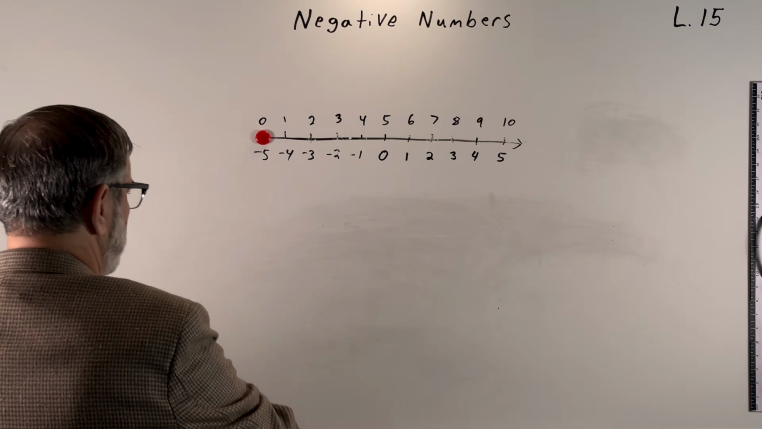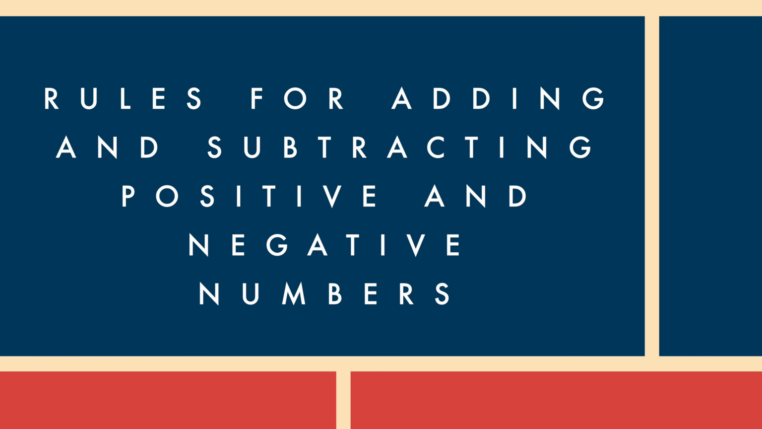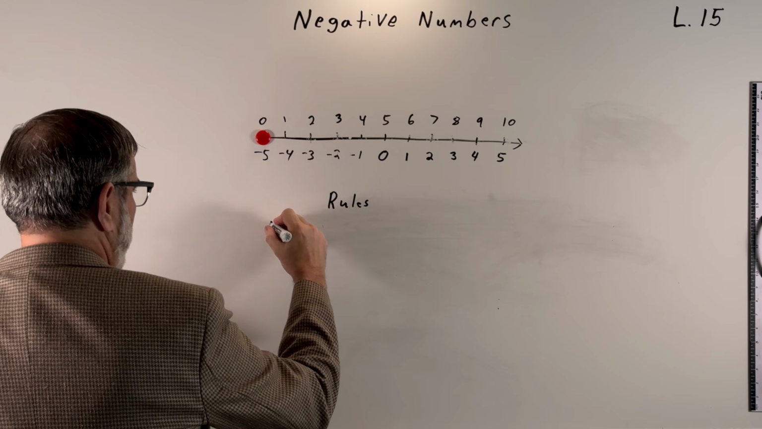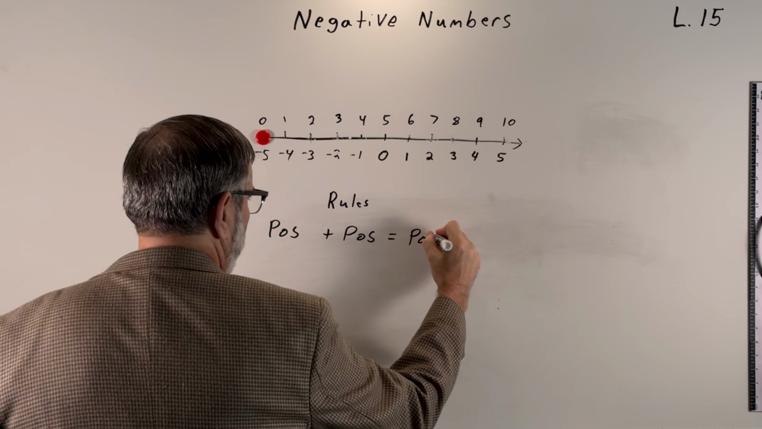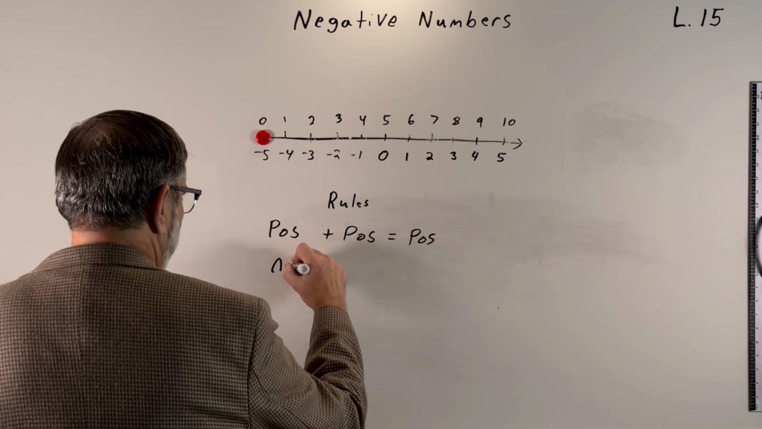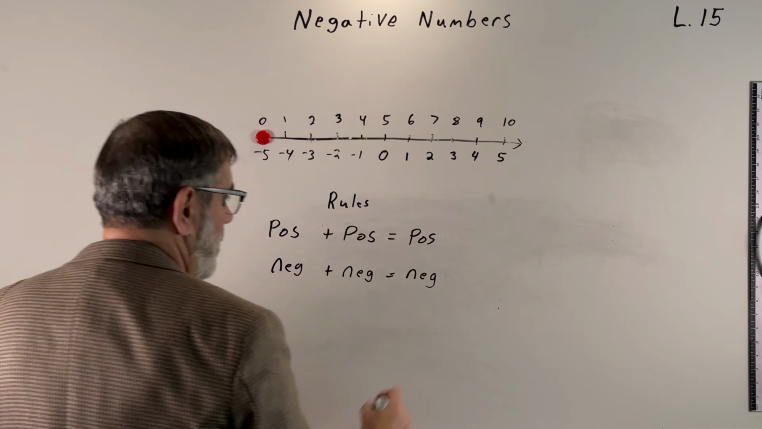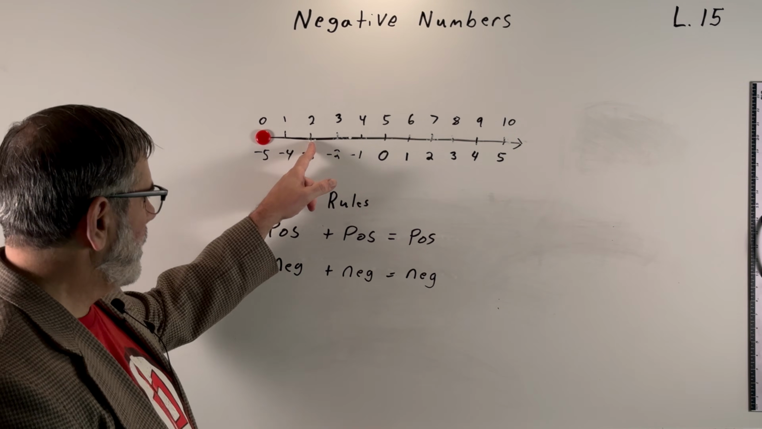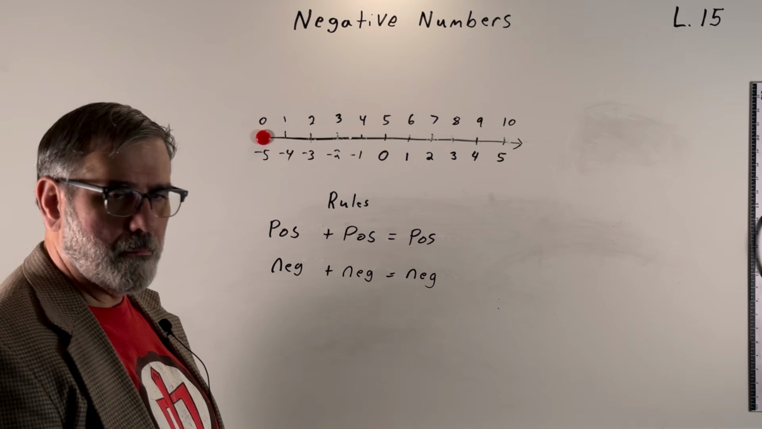So let's summarize what we're going to call rules for adding and subtracting positive and negative numbers. And so we have that a positive plus a positive is equal to a positive. Similarly, we have that a negative plus a negative is equal to a negative. Right? Because if we start in negative territory and we only move to the left, we'll still be in negative territory, so we'll have a negative number.